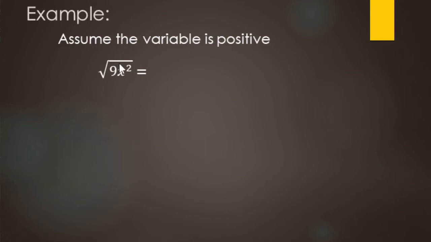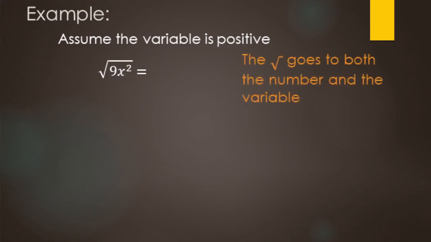Here we go, square root of 9 times x squared. So same idea as the last one. We can break this up into two smaller chunks. This is kind of like a product to a power type property. The square root is going to go to the 9, and that's going to make a 3. And then the square root is also going to go to the x squared part there. So square root of x squared just makes plain old x. The square root and the square, they undo each other.